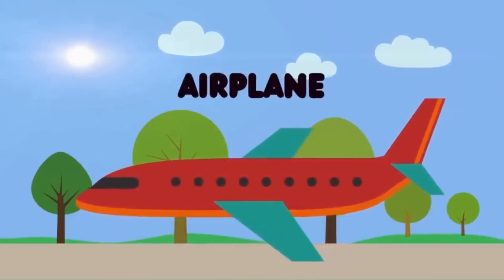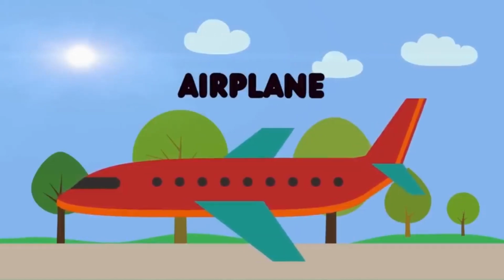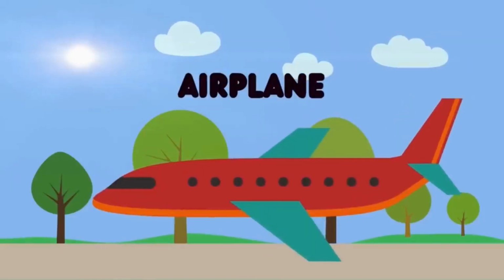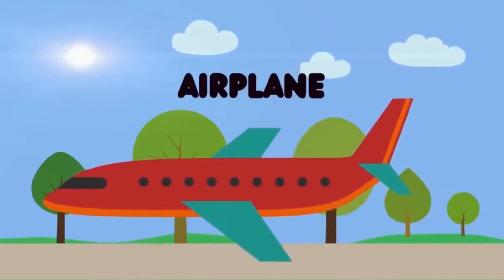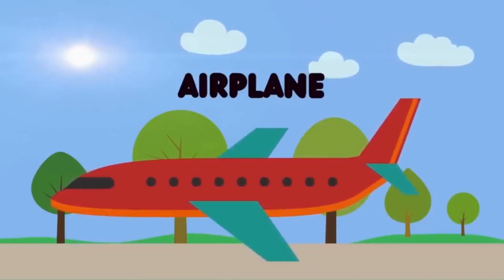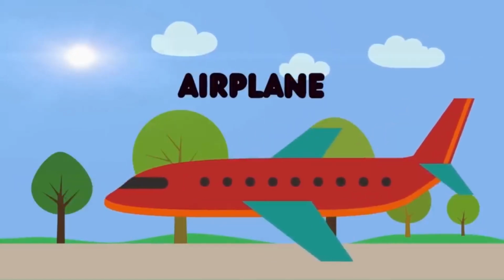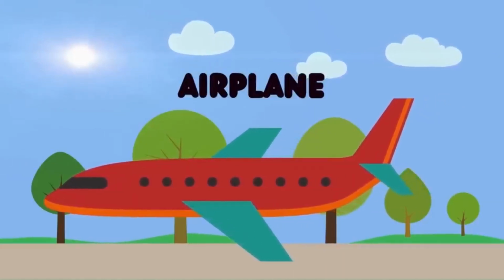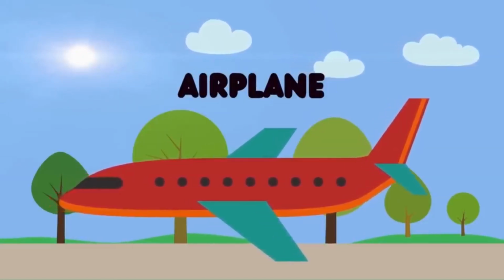Buckle up, future aviators. Today, we're taking flight on a magnificent machine, the airplane. These mighty birds aren't just for zooming across the sky, they're like magical bridges connecting countries and continents. Imagine a giant airplane soaring high above the clouds, taking you on a vacation to a sunny beach or a snowy mountain. Airplanes come in all shapes and sizes, from tiny ones that carry a few people to jumbo jets that can hold hundreds. Safety first, though.